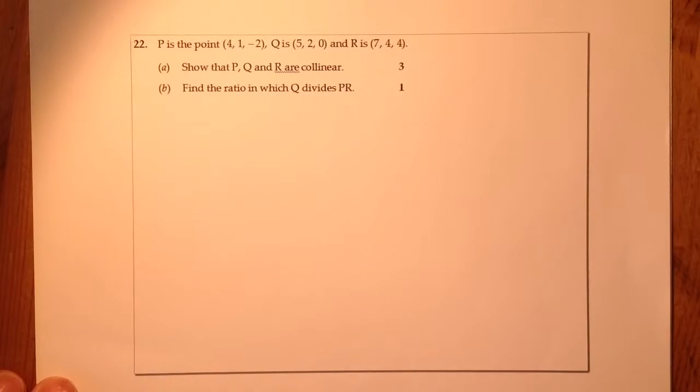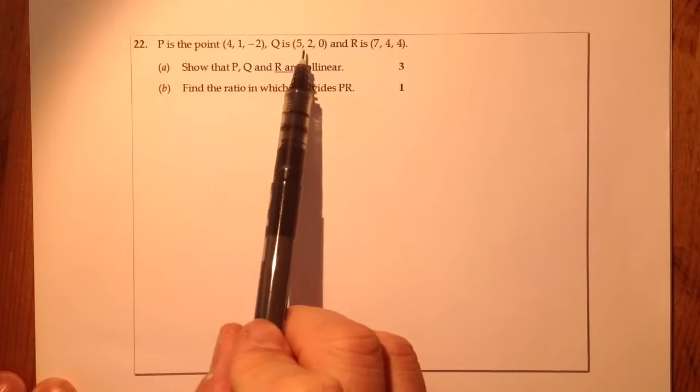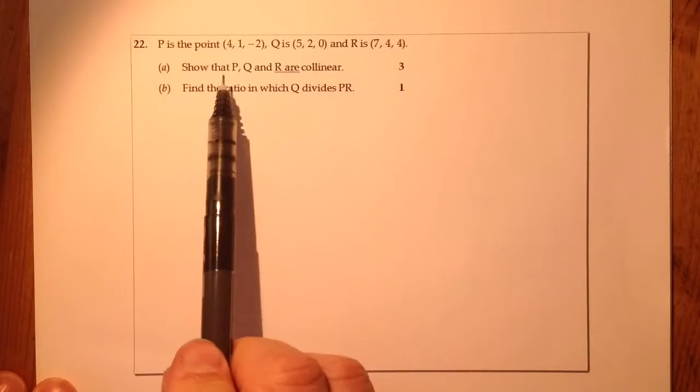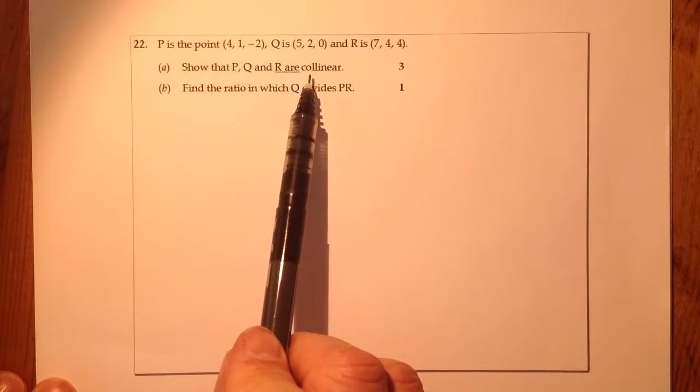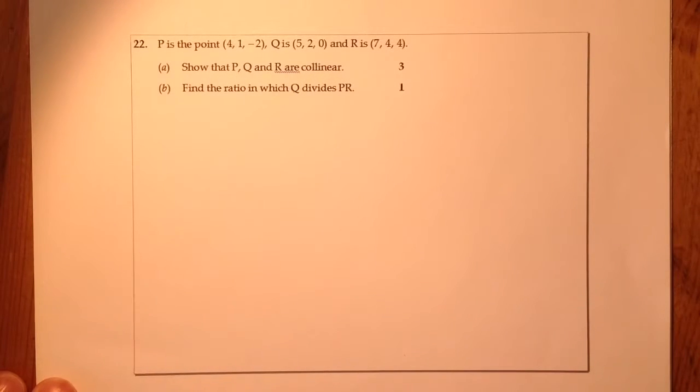This is Higher Maths, Paper D, the non-calculator paper, and it's question 22 that we're looking at here. Okay, we've got P is this point, Q is this one, R is this one here. Show that P, Q and R are collinear. 3 marks for this one here.